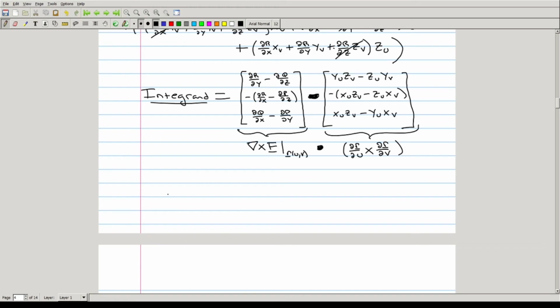And thus, we've shown that the circulation of F dot dr along the boundary is exactly equal to the surface integral, or we'll say the integral over D of the curl of F evaluated at the surface, r of uv, dot product with ru cross rv.